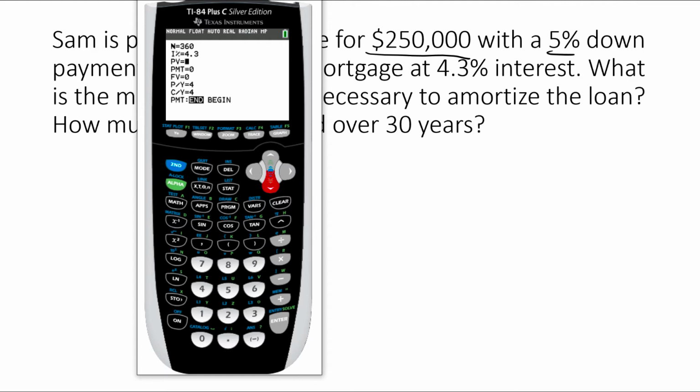So we figured out the loan amount was not $250,000, but $237,500. All right, the payment, that's what we're trying to figure out. Future value, that's 0 because he wants to pay off the house in 30 years. And then he's making monthly payments. So payments per year and compounds per year are both 12. All right, so we can solve for our payment.